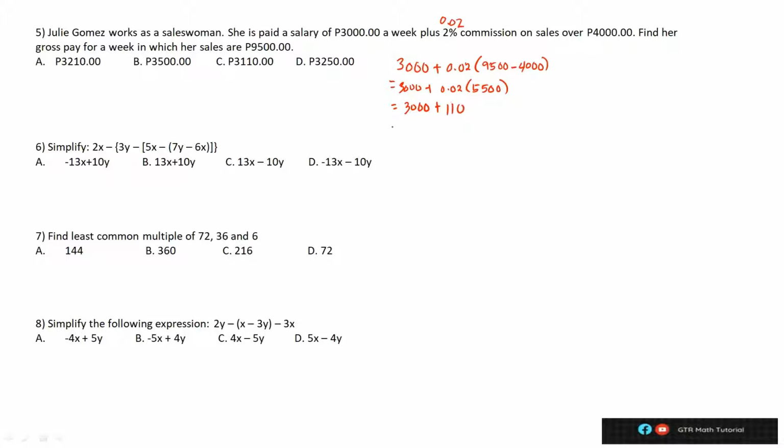Okay, so then add. So, therefore, the answer is 3,110 pesos. So, the answer is letter C. Okay, so next, number 6. So, kagaya ulit nung kanina.